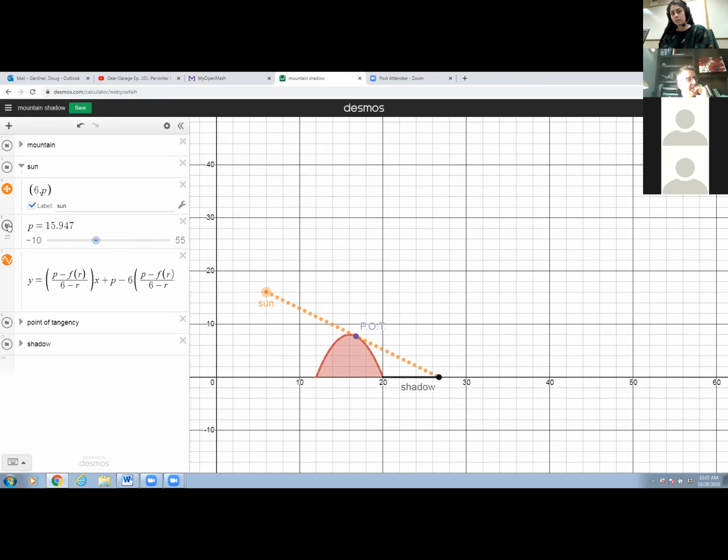Now it's really speeding up. Now it's flying. It's hauling. Whoa, it's going so fast. Wow, it's just racing across the screen.